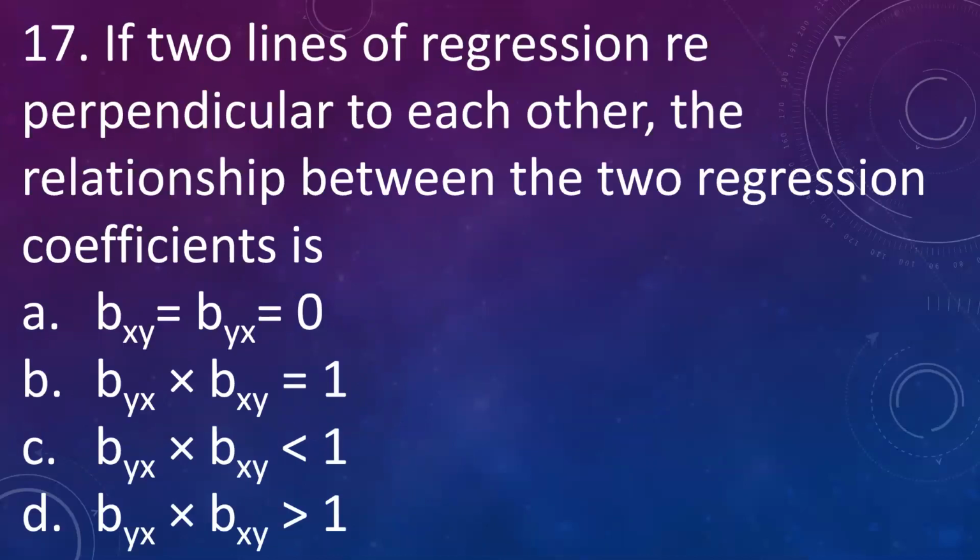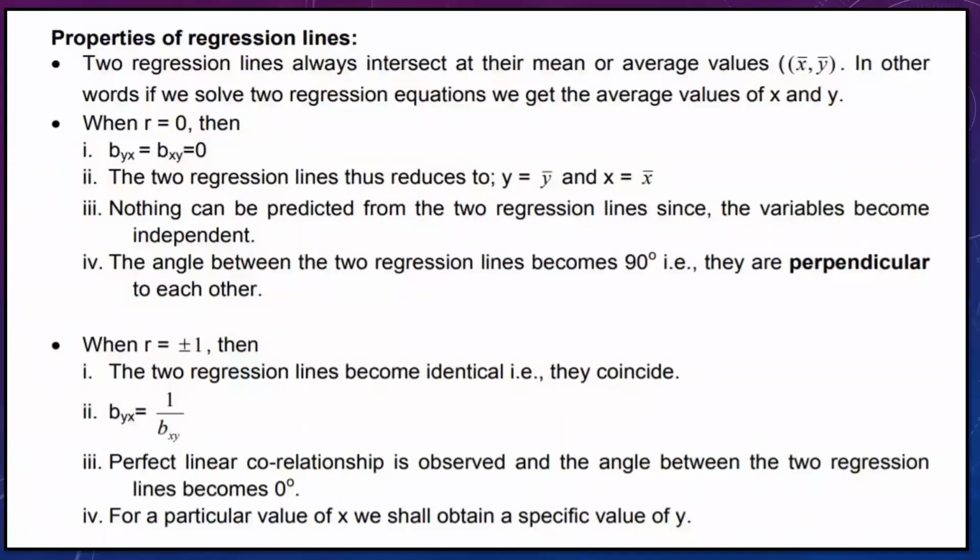If two lines of regression are perpendicular to each other, the relationship between two regression coefficients is A bxy equal to byx equal to 0, B byx into bxy equal to 1, C byx into bxy less than 1, D byx into bxy greater than 1. Answer is A. When the two regression lines are perpendicular, then bxy will be equal to byx, that will be equal to 0.